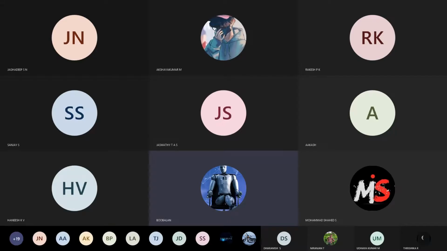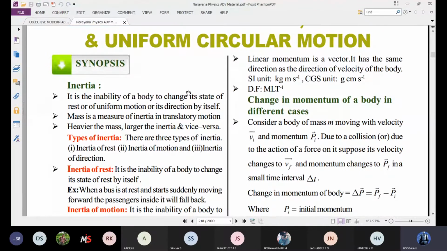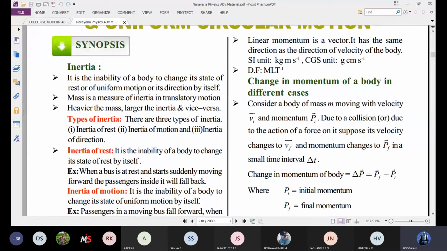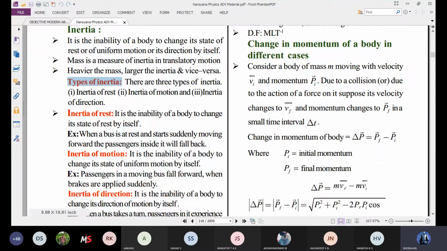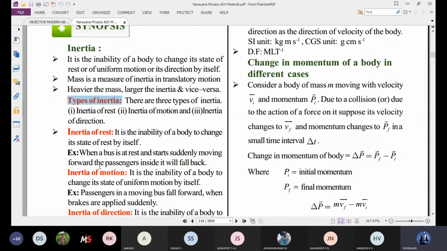So last class we discussed Newton's laws of motion. First law of motion, second law of motion, third law of motion. Okay, now everyone take notes about inertia and the types of inertia, and the examples: inertia of rest, inertia of motion, inertia of direction. Please take notes.